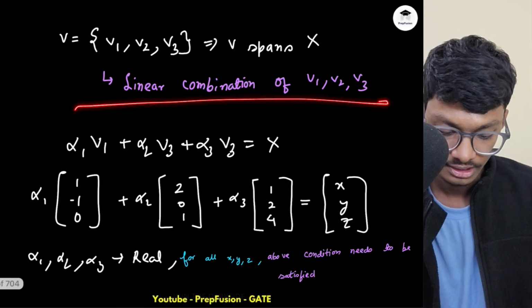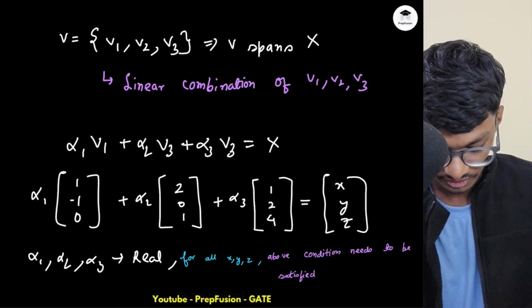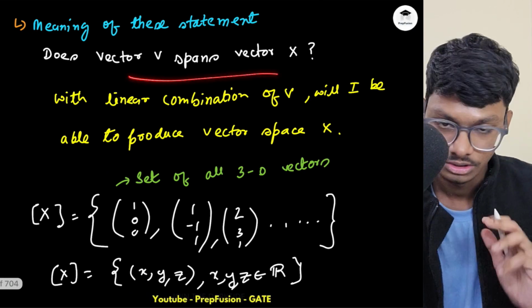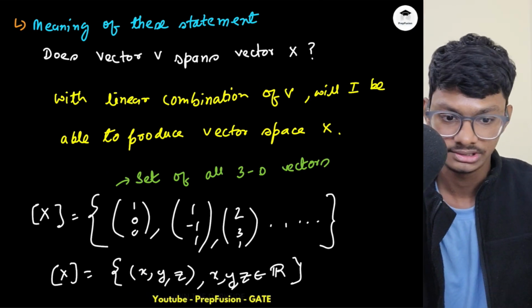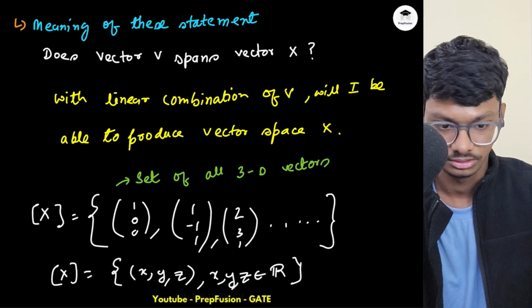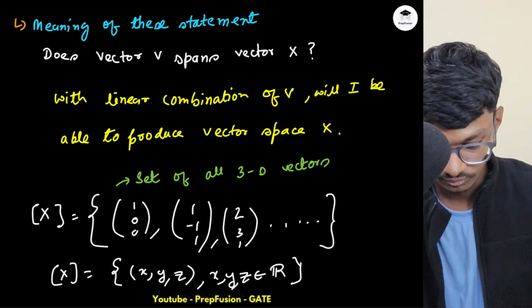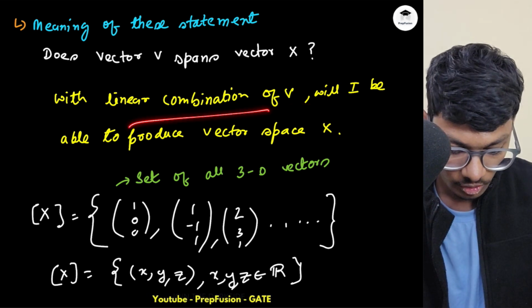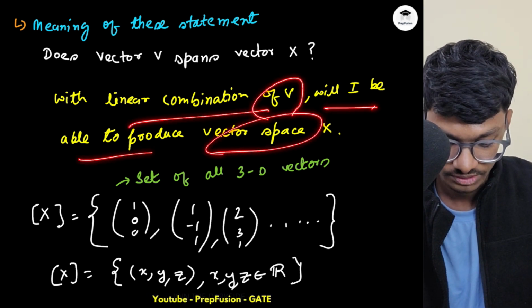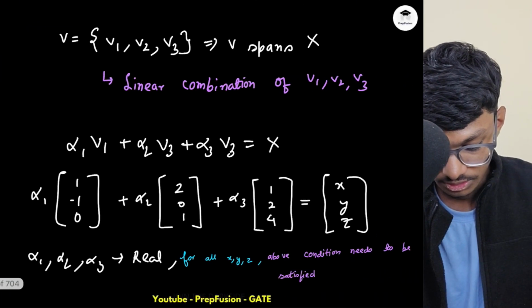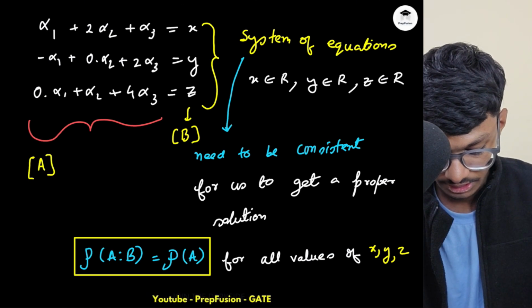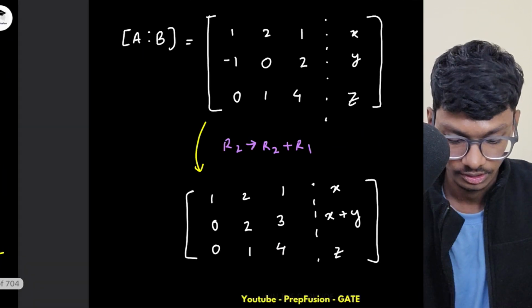I wrote here correctly the linear combination of v1, v2, v3, but here I wrote it wrong, so my apologies. I meant something else and was writing something else, so that's why the mistake occurred over here. So it should be: with a linear combination of v, will I be able to produce vector space x? So yes, this is the case. We solved it and we got the equation, right?